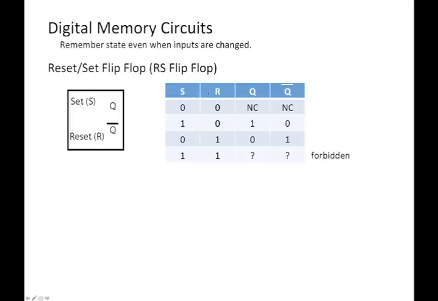If S is low and R is low, then there's no change to the output. Whatever it was before, that's what it will stay doing. If set is high and reset is low, then the output will be 1, and the output bar will be 0. If set is 0 and R is 1, then the output is 0, Q bar is 1. Right? And it just turns out that 1, 1 is forbidden. We don't know what's going to happen. You don't get to use it.